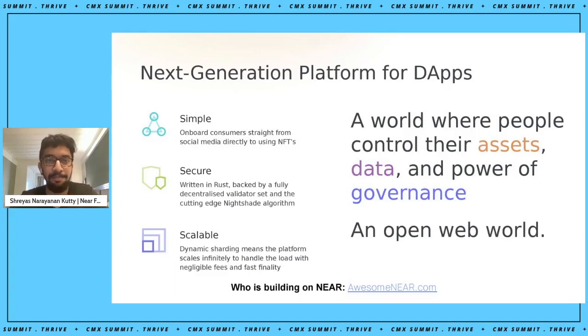We're building a next generation platform for decentralized applications. What does that look like? We're building it to be very simple, so simple on both sides. You have simplicity for developers to start building stuff and for users to start using applications. We are building it in a very secure environment. It's written in Rust, which means that it's more composable. I won't bore you with the technical details, but security is of paramount importance in this space, and so we're giving it full attention and importance.